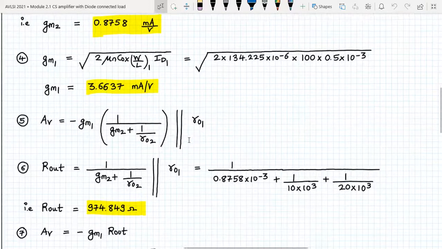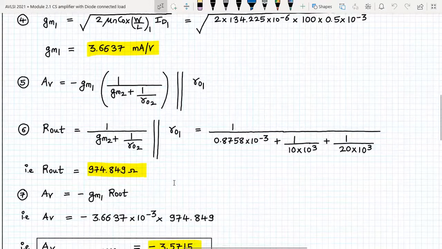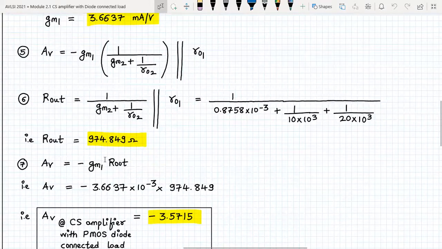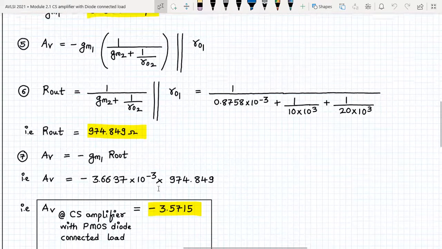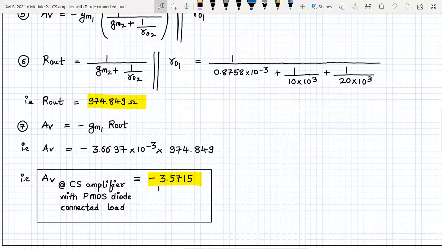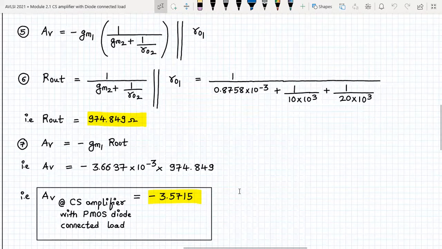We calculated these values and got the value of R out. We multiplied R out with GM1 and finally got the voltage gain for a common source amplifier with a PMOS diode connected load. If you do not make any manual error while entering the values in the calculator, you should get a gain of around minus 3.5715.